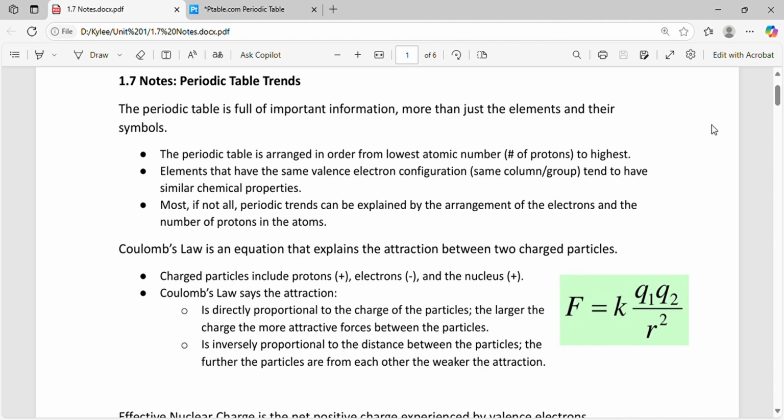This is on trends on the periodic table. So most people don't know that the periodic table is more than just a list of elements and their symbols and their atomic numbers and masses.